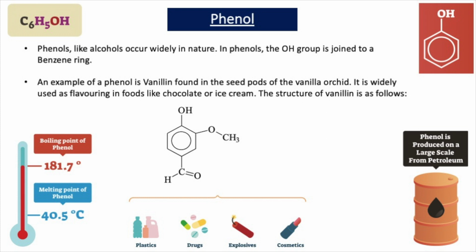Now, phenol is a solid at room temperature and has a melting point of 40.5 degrees C and a boiling point of 181.7. And phenol has lots of different uses. It's used to make plastics, it's used to make drugs, it's used to make explosives, and it's used to make cosmetics, and it's produced in large quantities from petroleum.